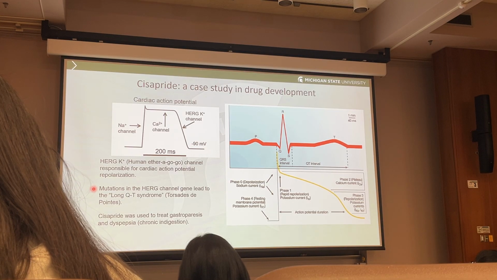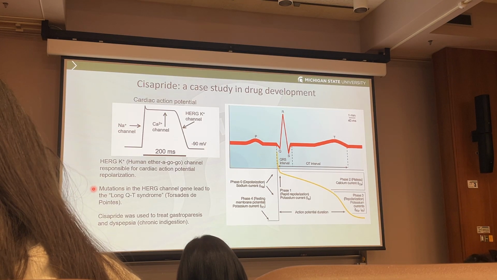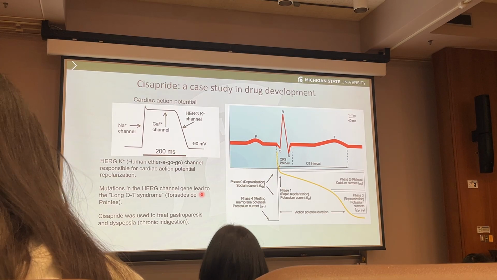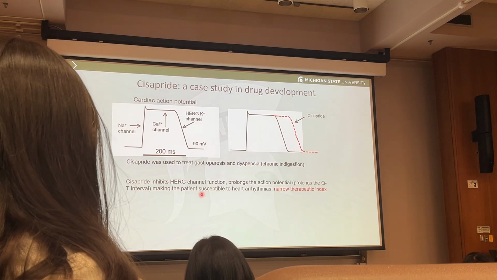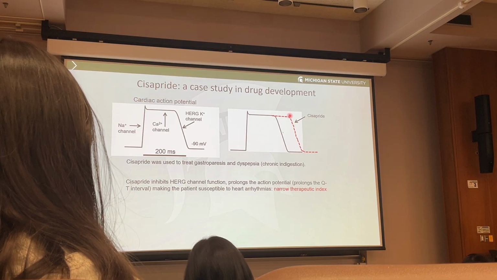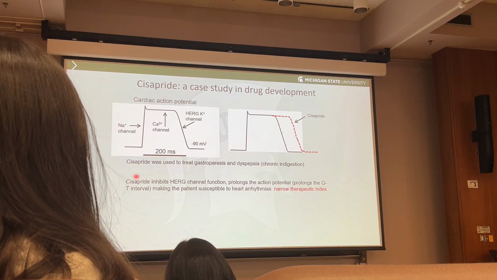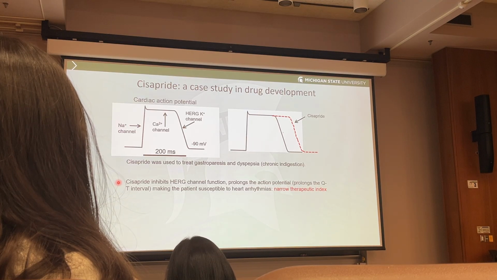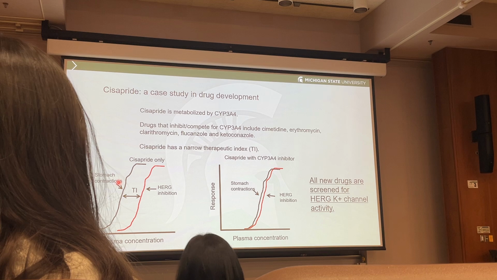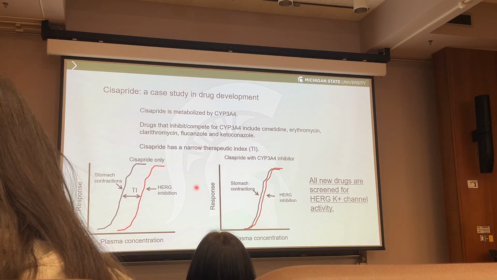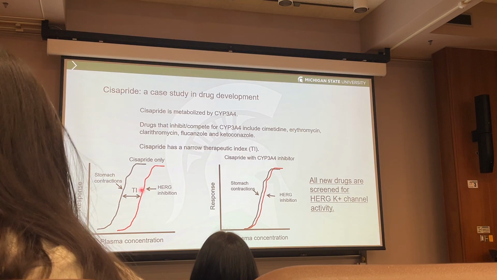Mutations in this potassium channel cause long QT syndrome, so there's a delay here, and this syndrome can develop into what is called torsades de pointes. But why this is important is that cisapride can cause this condition. It's not just genetic mutation; cisapride can do this, and one of the big reasons it's a problem is that it has a narrow therapeutic index. As we studied before, the therapeutic application of cisapride is stomach contractions. The toxic application of cisapride is the HERG inhibition.